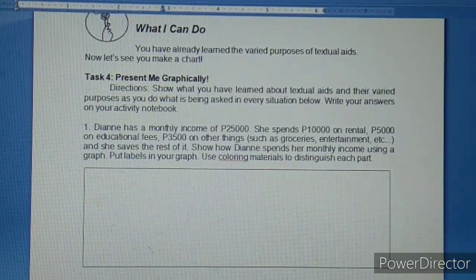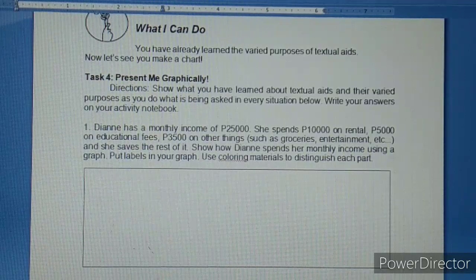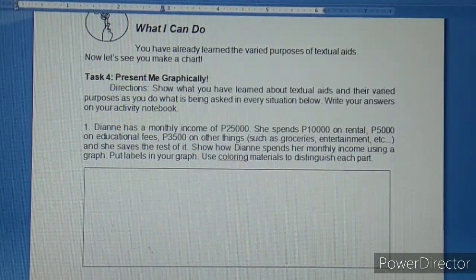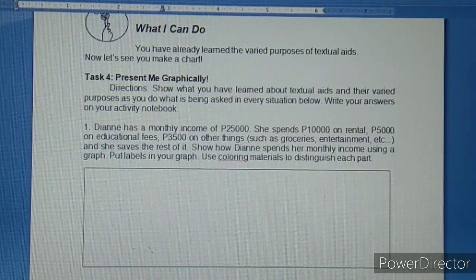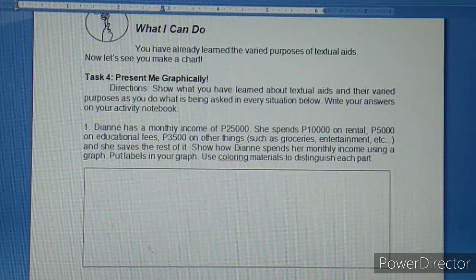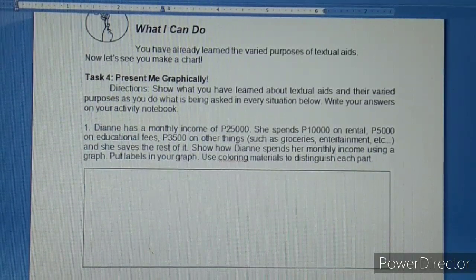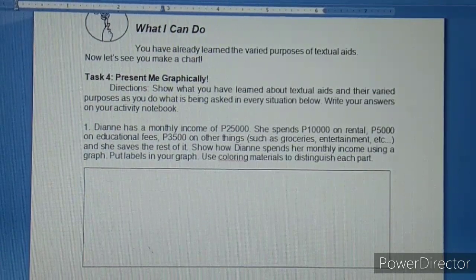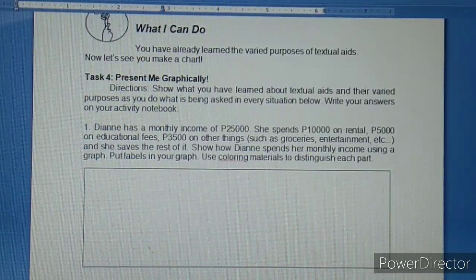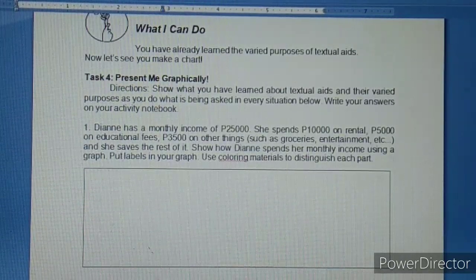Number 1. Diane has a monthly income of 25,000 pesos. She spends 10,000 pesos on rental, 5,000 on educational fees, and 3,500 on other things such as groceries, entertainment, etc. And she saves the rest of it. Show how Diane spends her monthly income using a graph. Put labels in your graph. Use coloring materials to distinguish its parts.